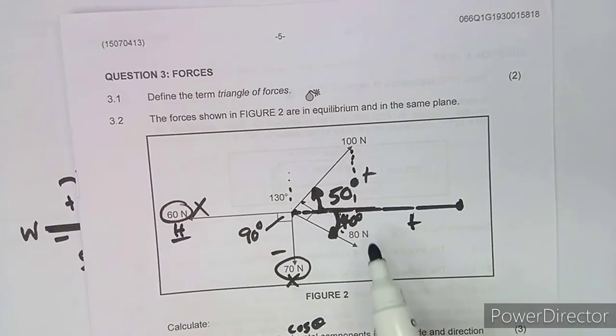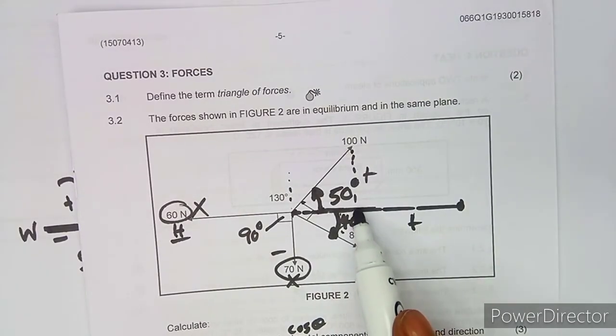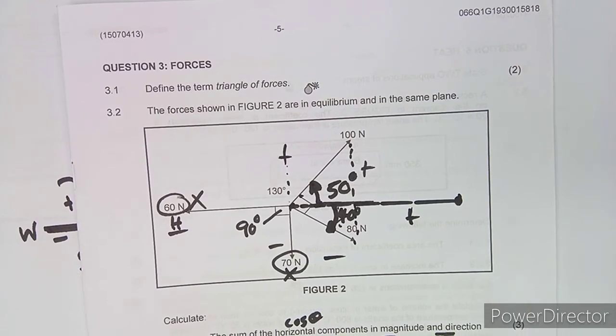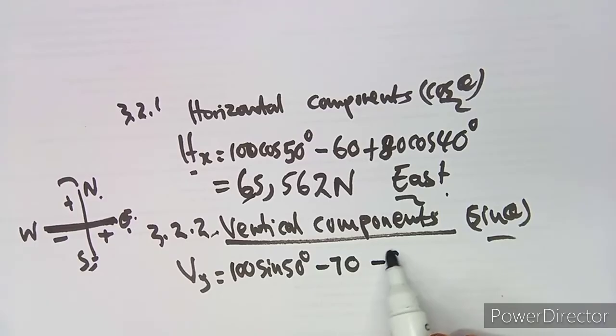All right, we have this 80 here. If you are to cross check, this is going to be the vertical component, and it's in the negative region, because this is positive and this is the negative region of the vertical. So it's in the negative region, so it's going to be minus 80 sine 40 degrees. Okay, so that is what you're going to have on the vertical part.